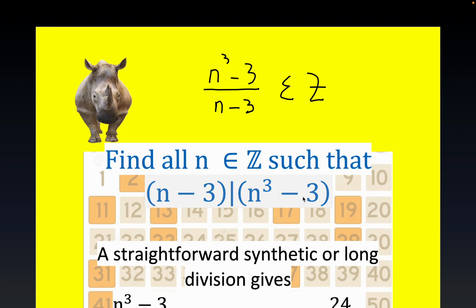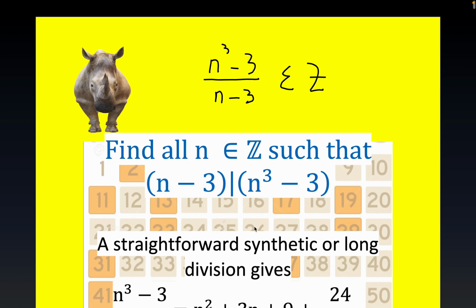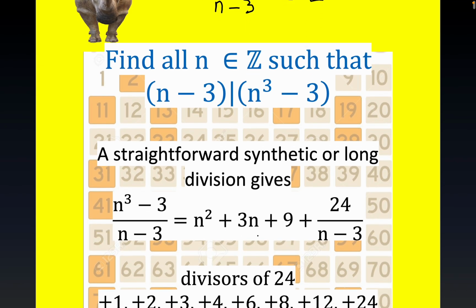Or you could just say that n cubed minus 3, this is good enough. This and this are equivalent, okay? Now, the way the guy that wrote this problem solved it was just using straightforward vertical divides bar logic. I chose to do synthetic or long division.